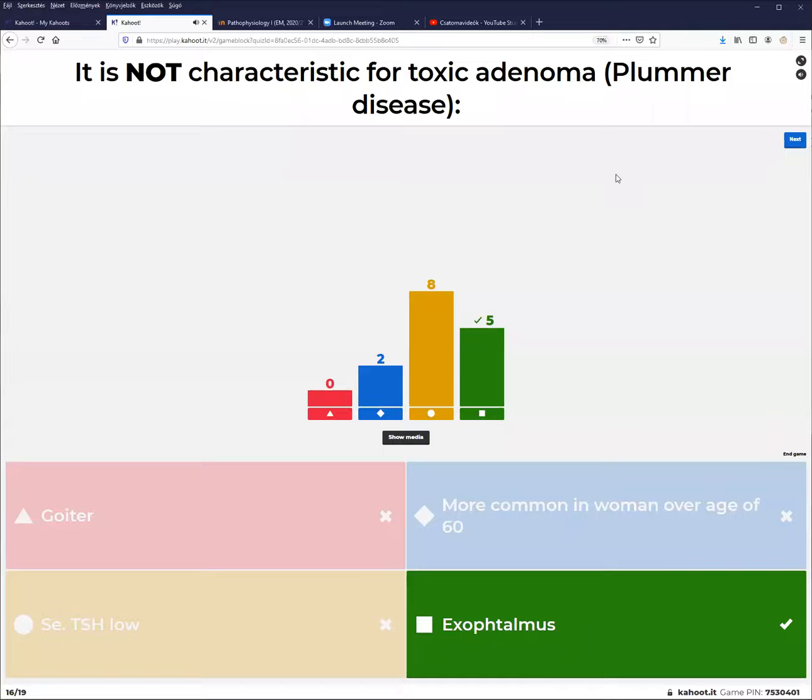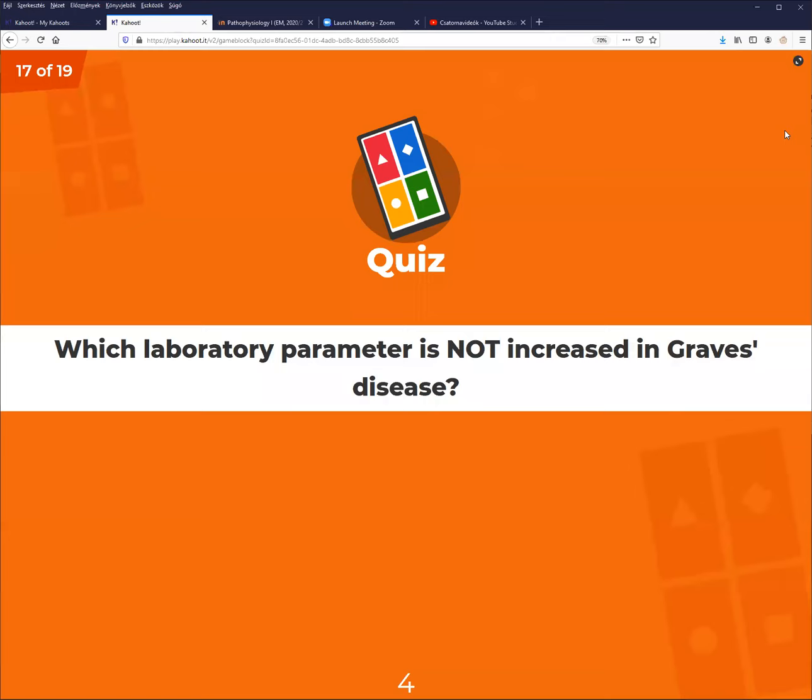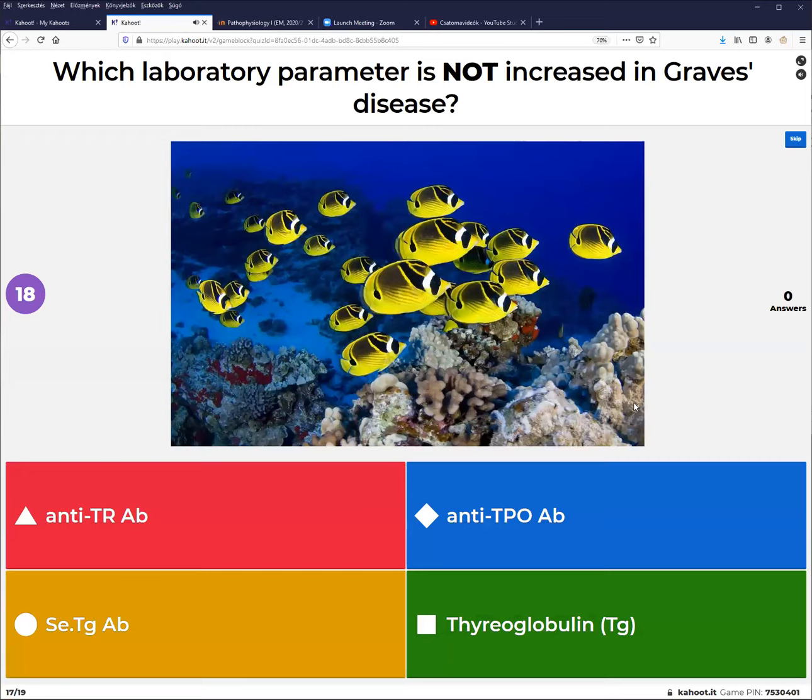It's not characterized by the exophthalmos. Exophthalmos is only characteristic for Graves' Basedow disease. When we do have an autoimmune reaction in the retrobulbar area, this is what's going to push out. Which parameter is not increased in Graves' disease?